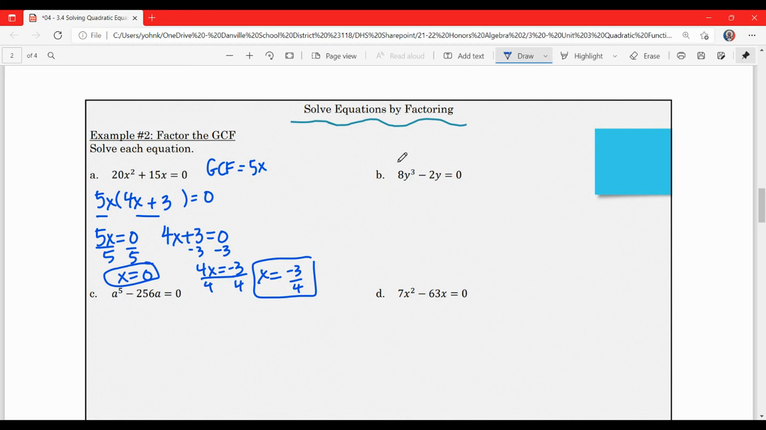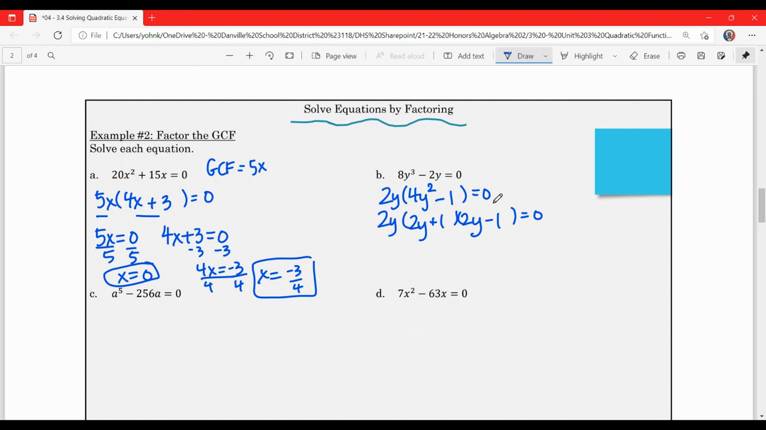All right, if we look at letter B, I have a GCF of 2y. So if I have 2y, I need to multiply by 4y squared to get 8y cubed. And then 2y times a negative 1 is negative 2y. Well, the parenthesis 4y squared minus 1 is the difference of two squares, so I can factor that. The square root of 4y squared is 2y and 2y. The square root of 1 is 1 and 1. One is positive, one is negative.